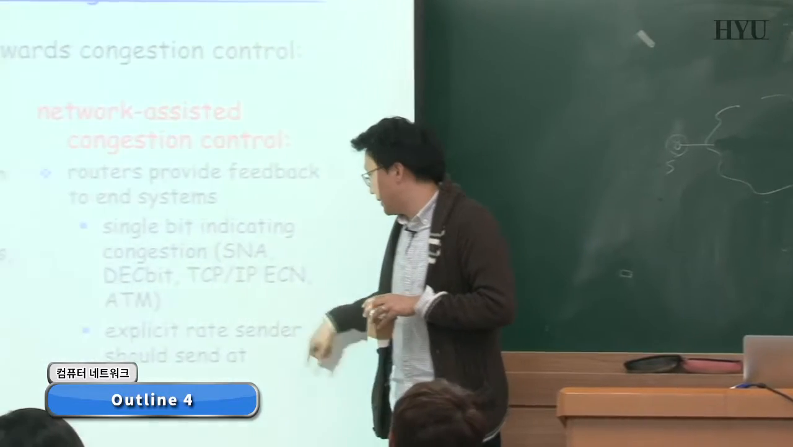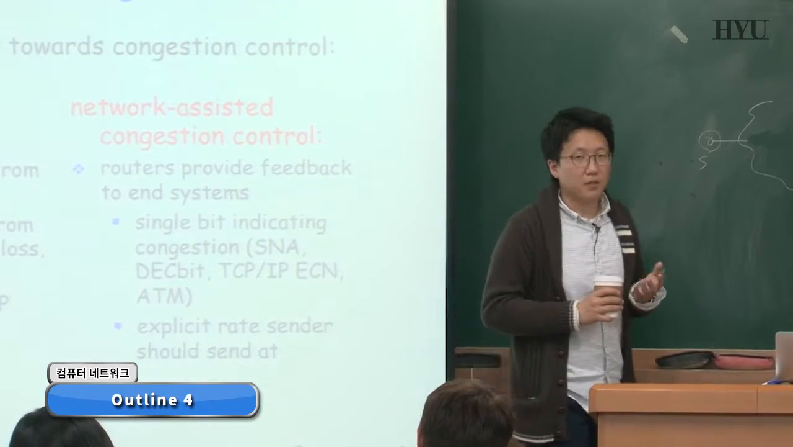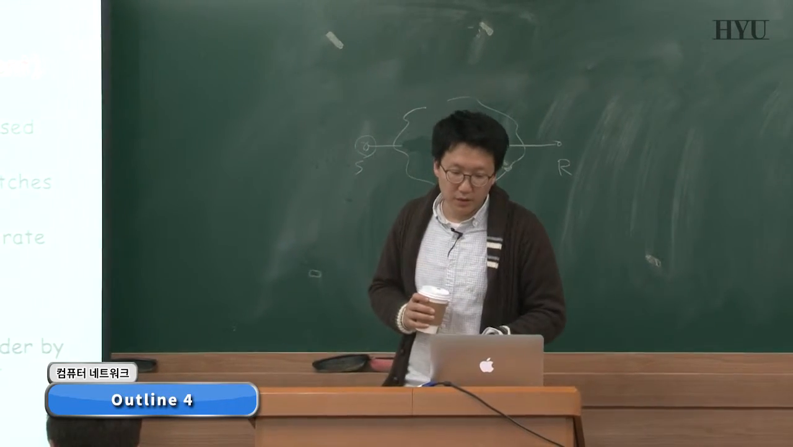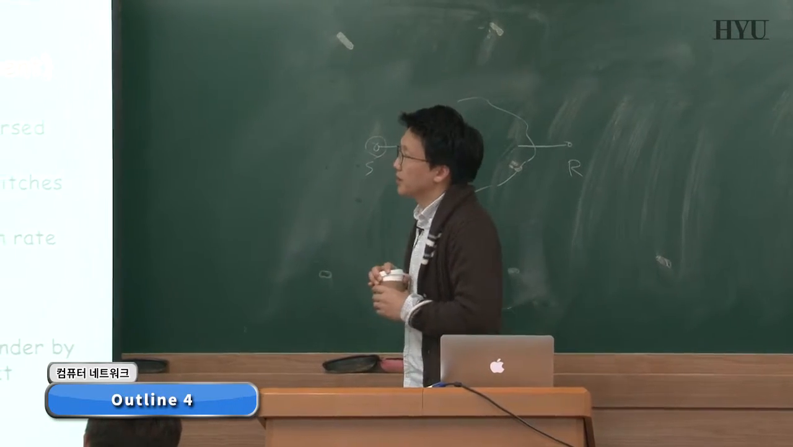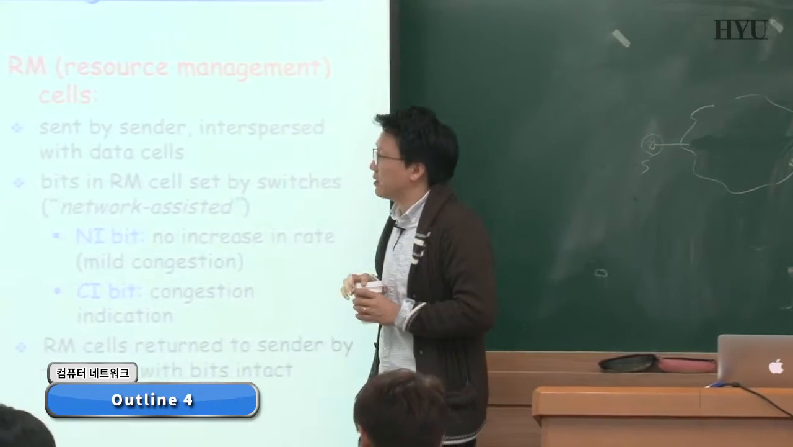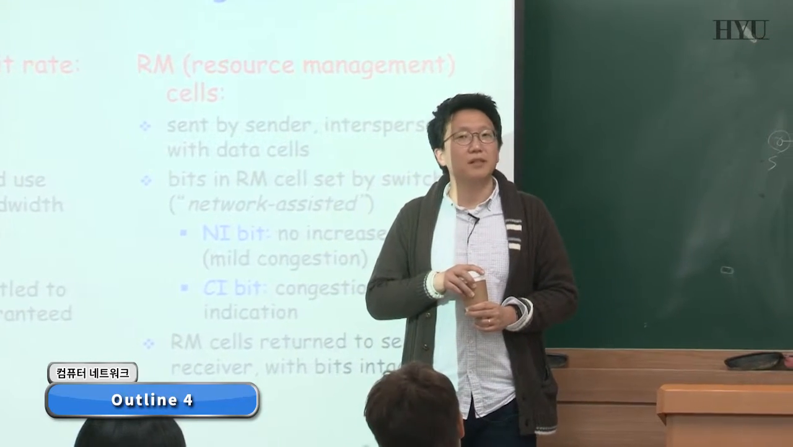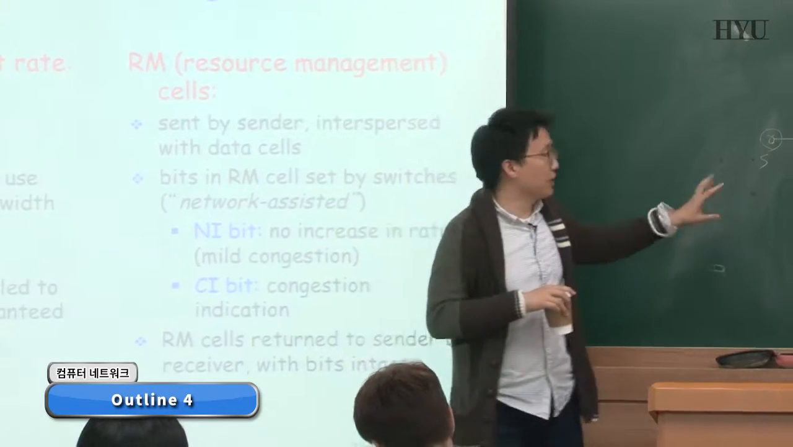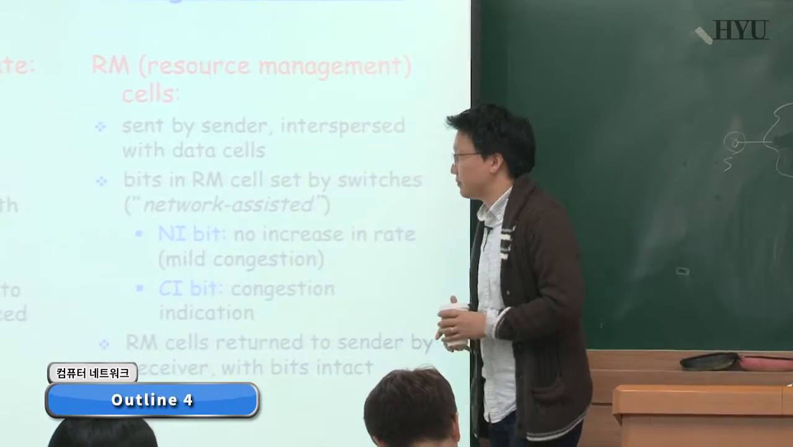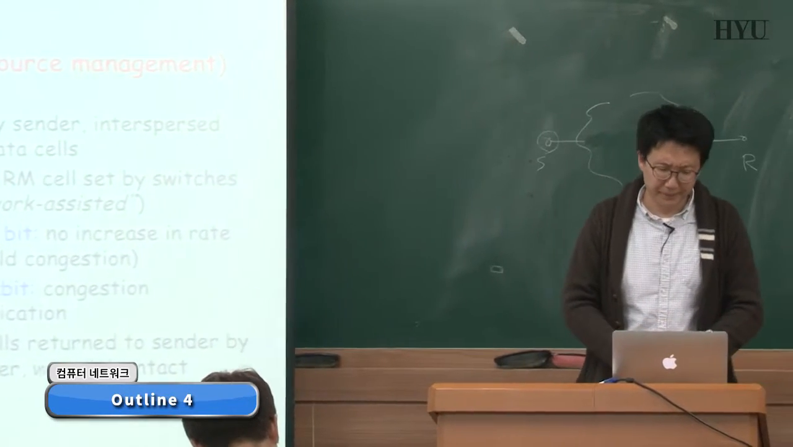They explicitly tell senders the rate they should send at, so they can actually tell how much they should be sending. So, two approaches: ABR, available bit rate, for elastic services. If the sender's path is underloaded, meaning there is lots of space in the trunk, send more. The sender should be using the available bandwidth.